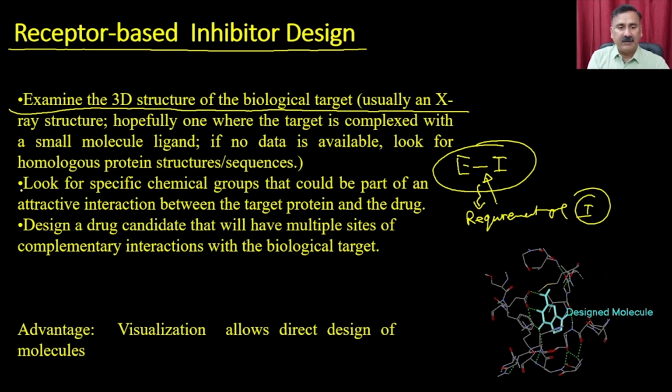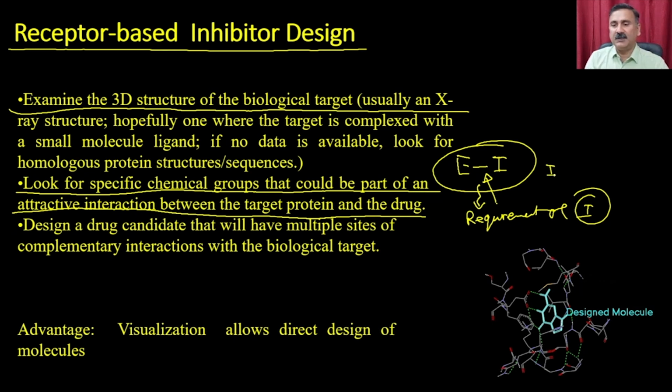You look for the specific chemical groups that could be part of an attractive interaction between the target protein and the inhibitor, and then you can keep those interactions intact. Taking the interactions into account, you keep the interactions intact, but you change the molecules. For example, you have an active site like this, so you can have the inhibitor, and you imagine that you have a group here, a group here, and a group here.